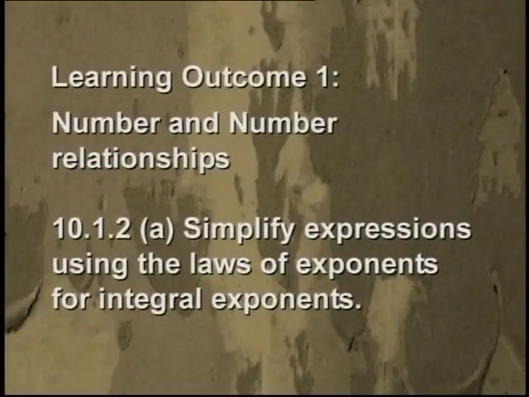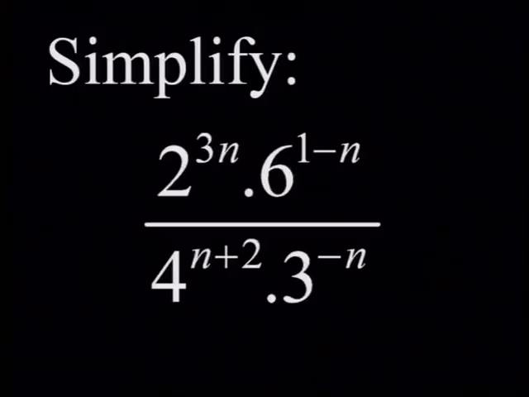In this series, we address learning outcome 1, numbers and number relationships. The assessment standard 10.1.2a states that the learner must be able to simplify expressions using the laws of exponents for integral exponents. So at this level, learners should be able to work with positive and negative exponents that contain numbers and variables, but they do not need to work with rational exponents yet.